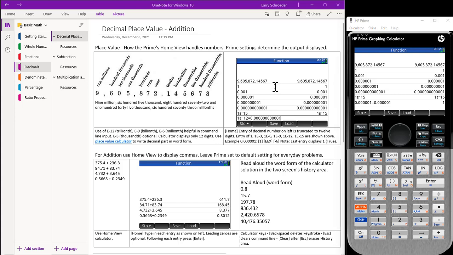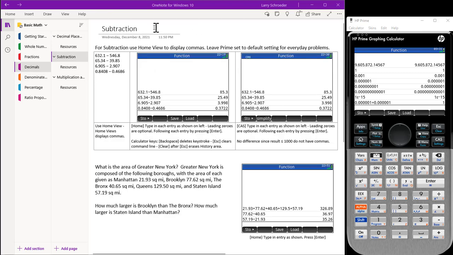Our calculator, being a scientific calculator, uses exponents to address small numbers. This can be a little bit confusing when we need to keep 12 digits. It will throw it into exponent mode. We'll discuss this later on when we take a look at division. For regular addition problems, we'll just enter these into our calculator directly. This ends our discussion of the decimal place value and addition page.